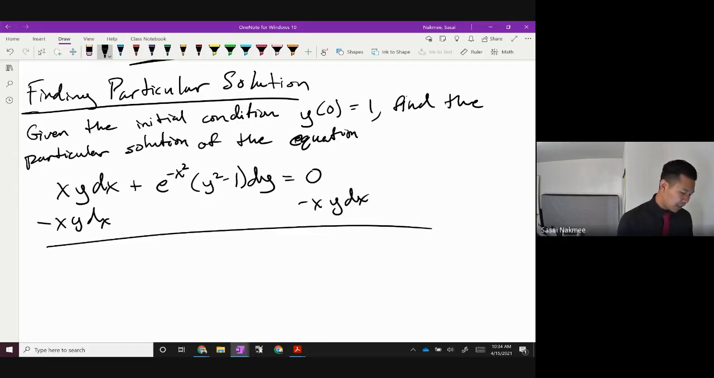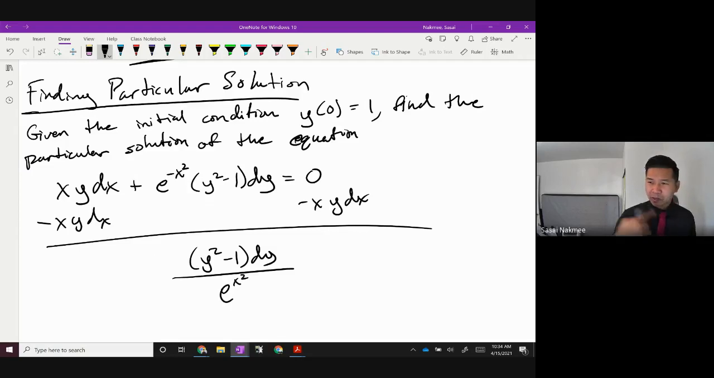I end up with, on the left-hand side, e to the negative x squared times y squared minus 1. Are you guys okay if I rewrite that negative power? It bothers me a little bit. So e to the negative x squared, I can rewrite as e to the x squared in the denominator. When you have a negative power, I'm just writing it into the denominator so I don't have to worry about that so much. This is going to be equal to negative x times y dx.